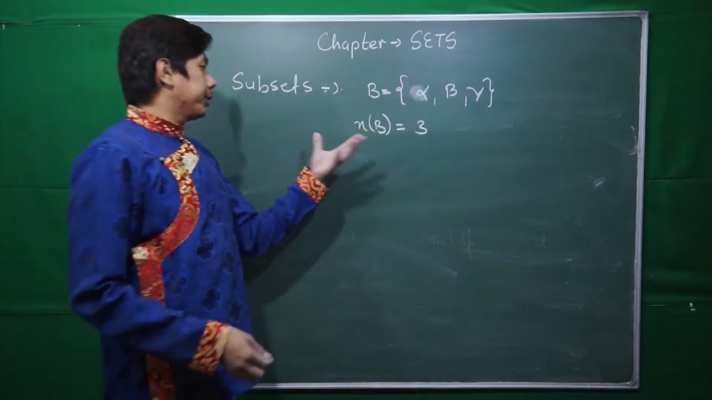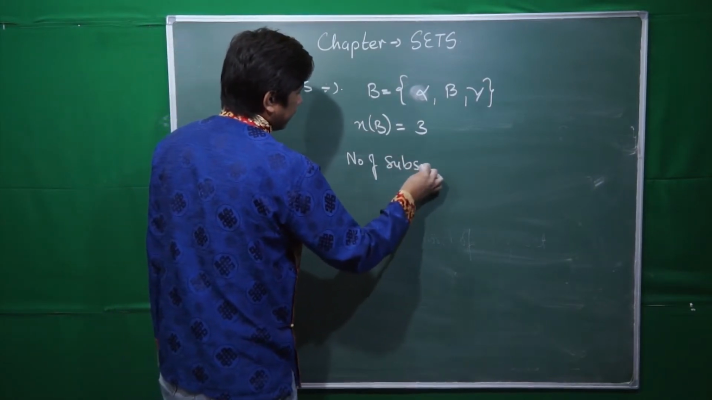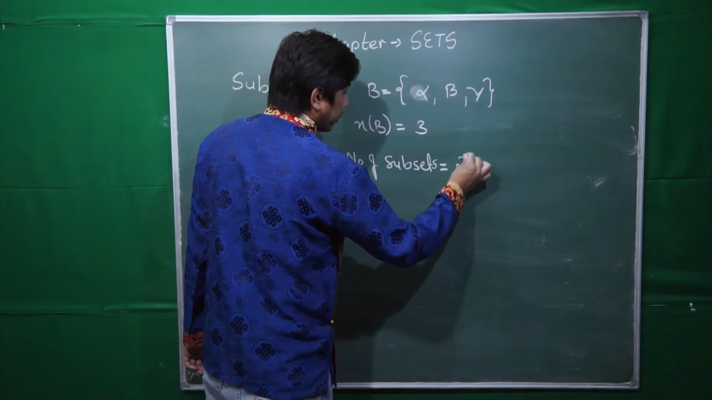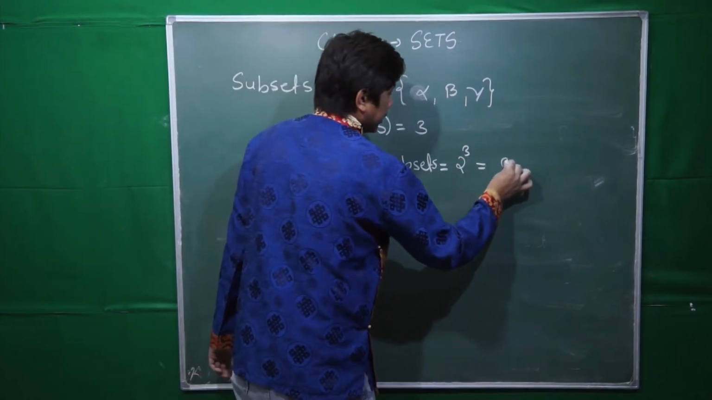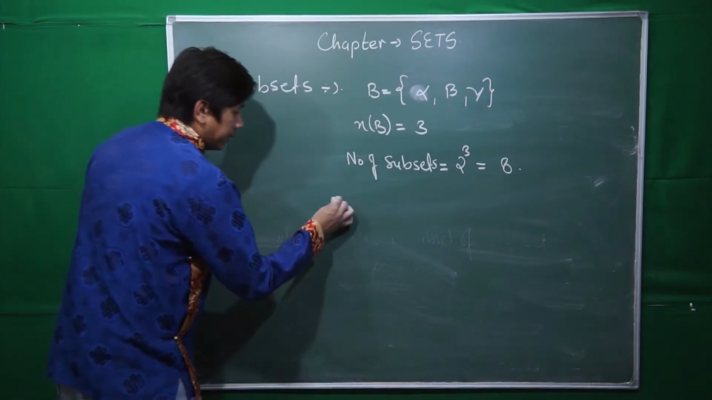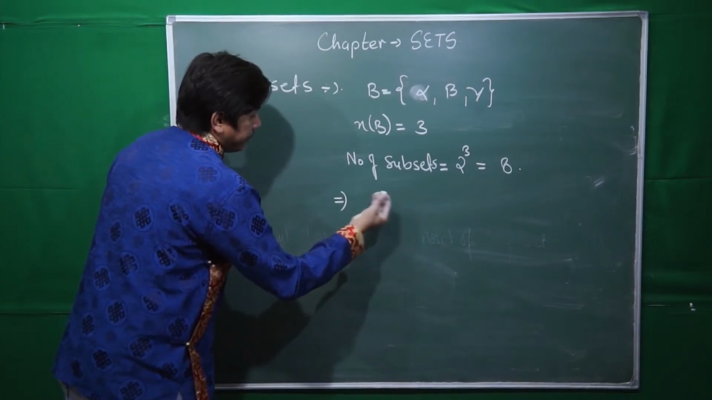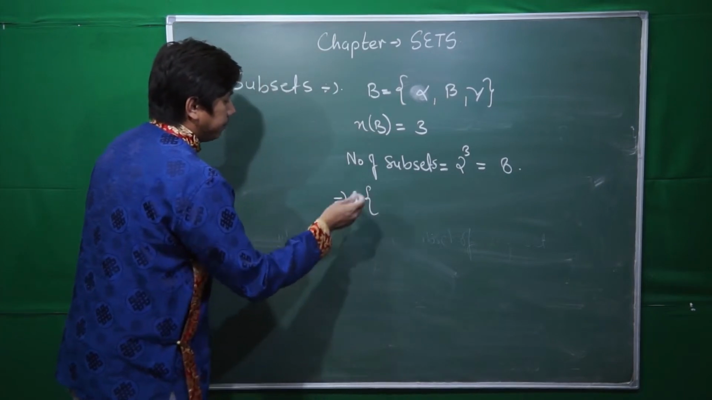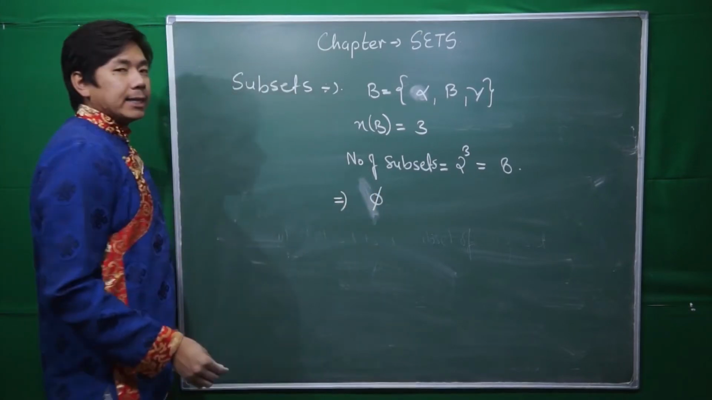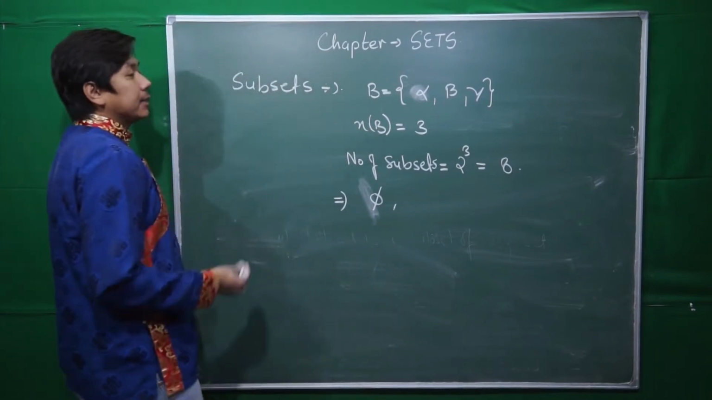Now the cardinal number being 3, therefore, the number of subsets that it can possess would be equal to 2 raised to the power 3, which is 8 subsets. Clear? Okay. So simply to put forward, let's find the subsets. Let's put forward the first rule that a null set is a subset of any set. All right. So let's say first subset is null set.